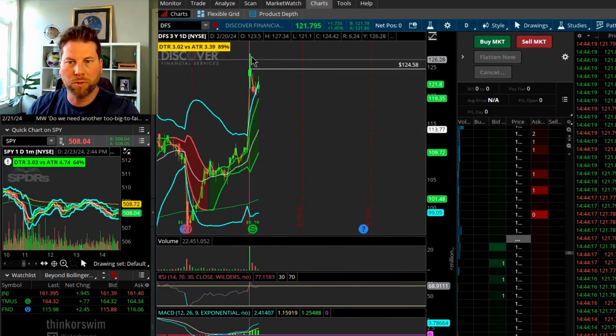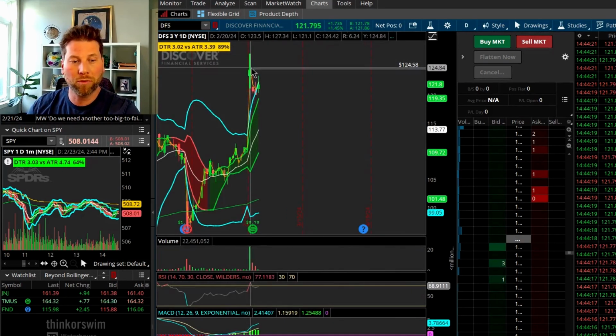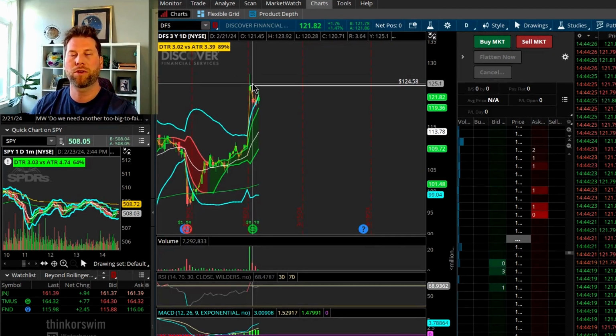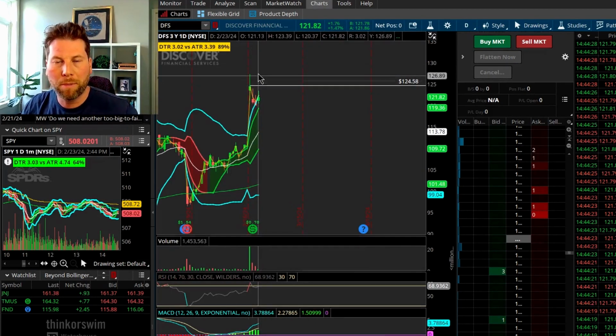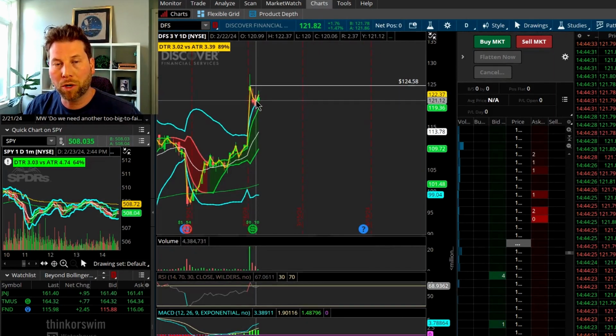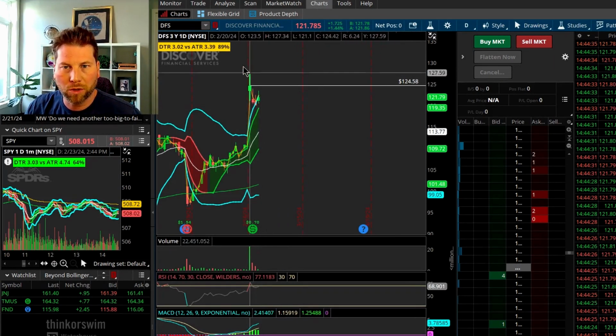But a lot of the times when you get especially a super overextended push outside of that Bollinger Band, I want to actually sell vertical. I want to sell calls up above it because I know that there's a high probability that it wants to work its way back in. So I sell calls up here.